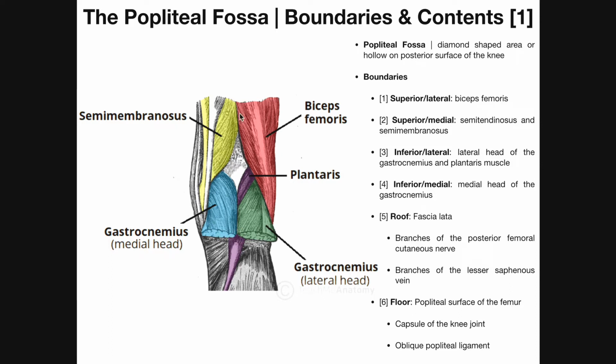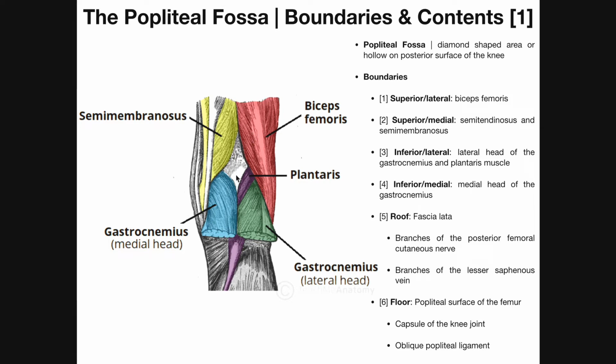And the roof would be what covers this superficially, which I guess would be posteriorly, and that would be fascia lata. And within the fascia lata, you're also going to have branches of the posterior femoral cutaneous nerve, and then branches of the lesser saphenous vein that are going to run in that area. But again, the fascia lata is going to enclose this superficially and form the roof of the popliteal fossa.